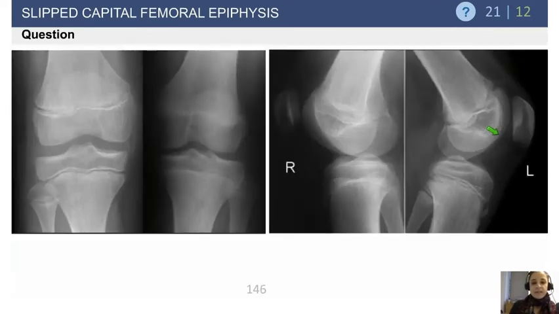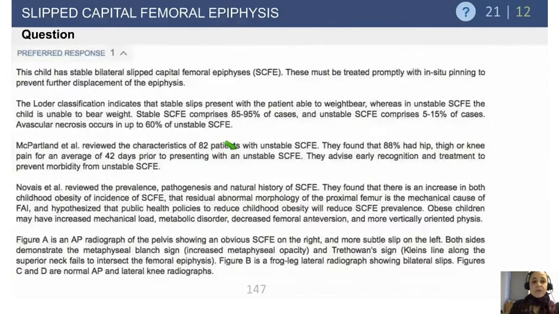And you're provided with knee images, which are essentially, again, normal. So this is a child who has bilateral slip capital femoral epiphyses, and the goal to treat these would be to treat them quickly and with in situ pinning, which is the response number 1.